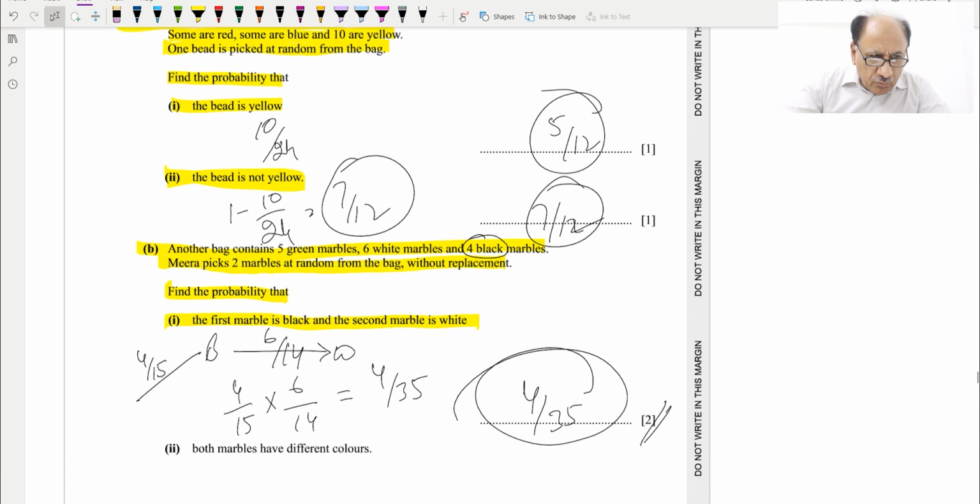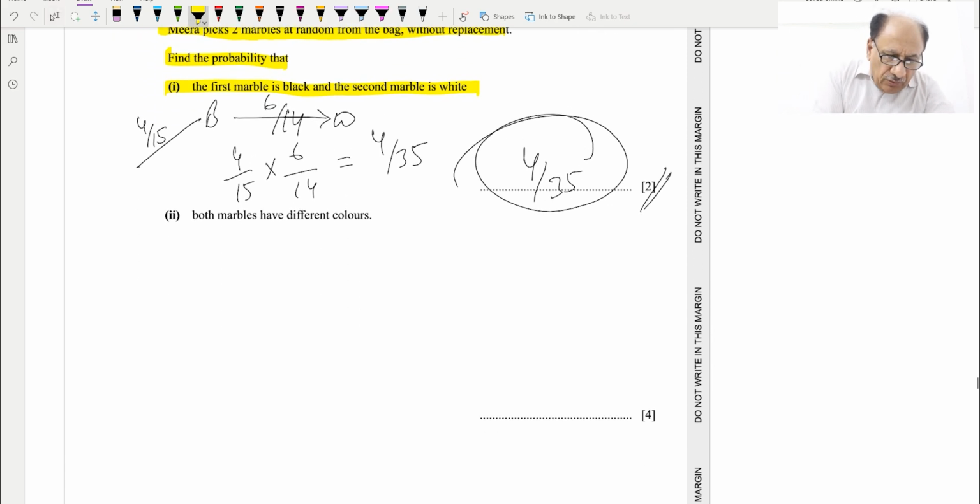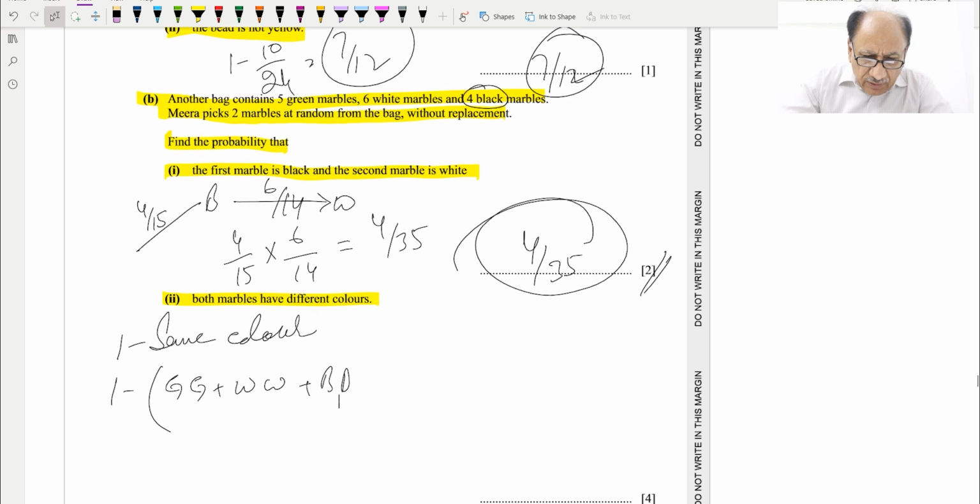Hopefully you understood this. Then they are saying both marbles have different color, so 1 minus same color will be giving us the answer. So same color can be green green, white white, or black black, right? So there are 3 types only.